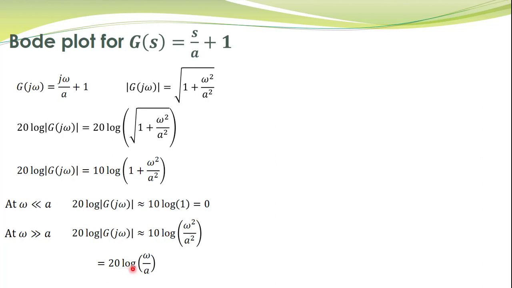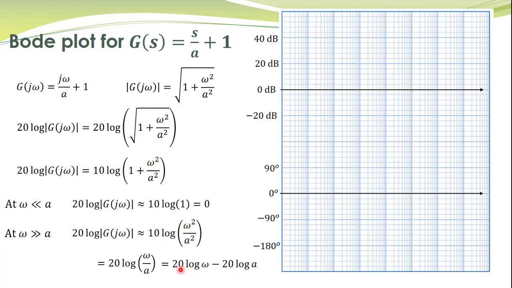So we get 20 log of omega over a, which is equal to 20 log of omega minus 20 log of a. So this is again the equation of a straight line with the horizontal axis given by log of omega. And what is this? This is the intercept of the line on the vertical axis. We can very easily draw the frequency response. Slope of this line is 20 dBs per decade. So at low frequencies, what is magnitude? 0. At high frequencies, we have this straight line.